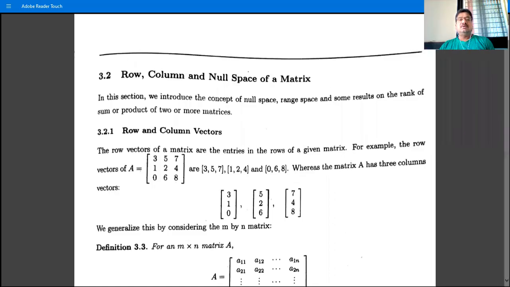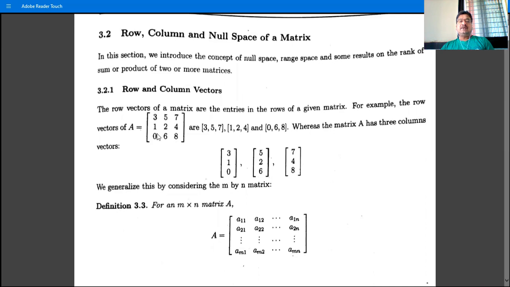Next topic is row space, column space, and null space of a matrix. So, what are the row vectors of this matrix? This matrix is 3, 5, 7; 1, 2, 4; 0, 6, 8. Write 3, 5, 7 in a square bracket or round bracket, that is, open bracket 3 comma 5 comma 7, as the first row written as a vector. Then write the second row as a vector, 1 comma 2 comma 4, and the third row as a third vector, 0, 6, 8, either in open bracket or close bracket.